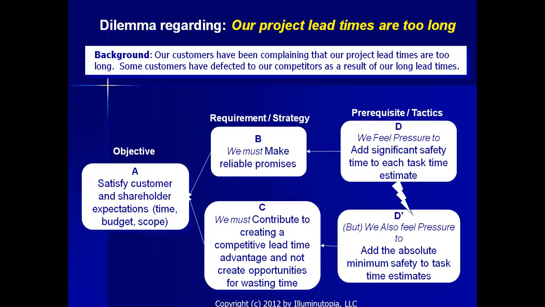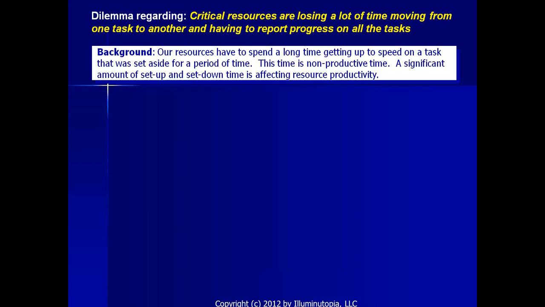In order to do that, we also feel pressure to add absolute minimum safety to task time estimates. Obviously, we're in conflict: adding significant safety and not adding significant safety, adding the absolute minimum. So there's one conflict.